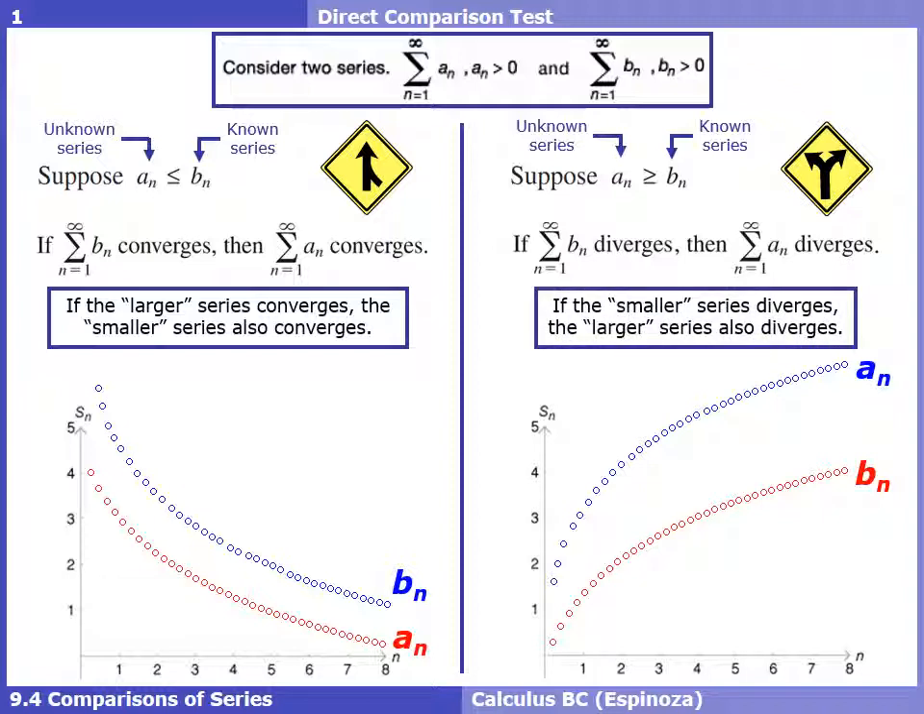Translating this into English, if the smaller series diverges, which is the one we know, then the larger series, which is the one we don't know, must also diverge. So it's definitely a complicated concept to take in all at once. Take your time in trying to understand this, but hopefully with some examples, it'll become a little clearer.